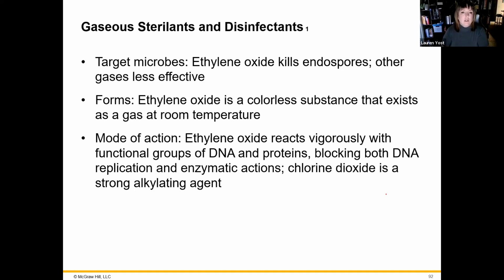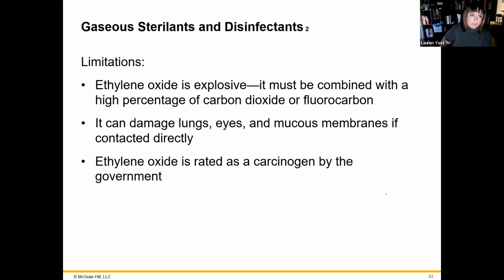Okay, gaseous sterilants. So ethylene oxide is a gas. It kills endospores. Other gases are just less effective than ethylene oxide. It is colorless. It exists as a gas at room temperature. So we use this to treat entire rooms sometimes. It interacts with functional groups of DNA and proteins to block DNA replication, as well as enzymatic reactions of the proteins. Chlorine dioxide is a strong alkylating agent that can be used in a similar fashion.